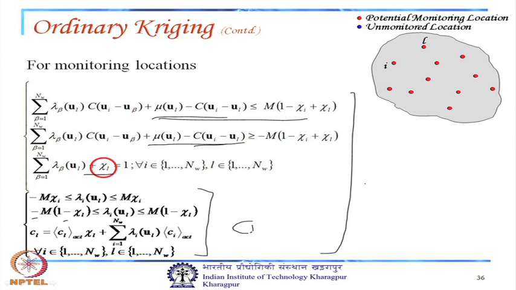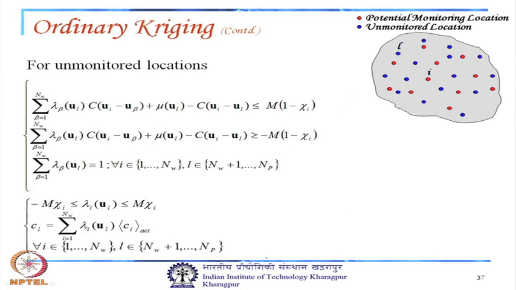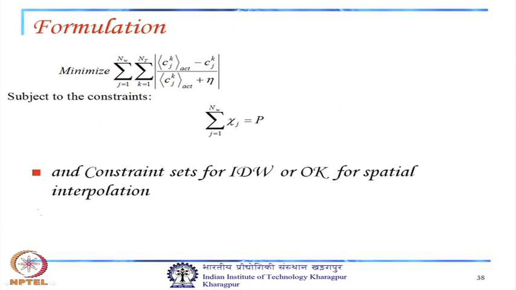In case of IDW, we have seen we have a set of spatial constraints. These are spatial constraints for our optimization problem related to groundwater monitoring. Now, in the formulation, this is the actual value, this is the estimated one, and the actual value divided, plus this is eta.